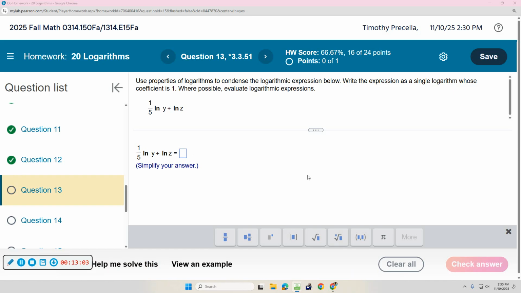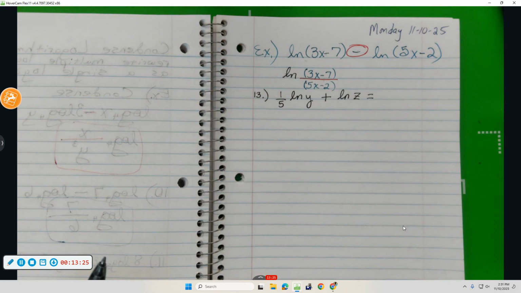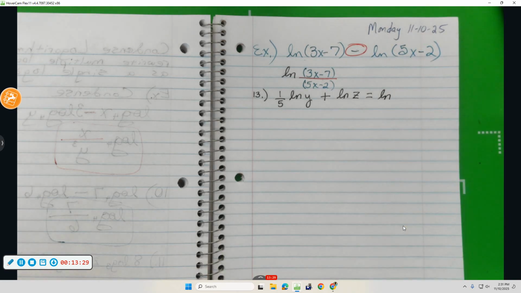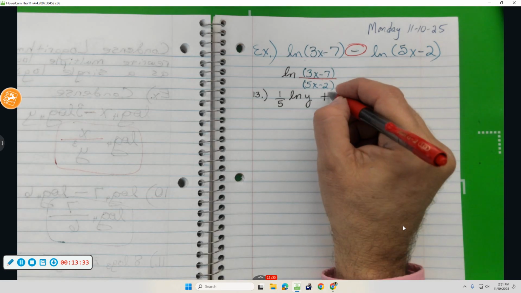Okay, 1/5 ln y plus ln, is that a z? Yeah, it's a z. Okay, so we're going to write this one as a single logarithm. The logarithm. Okay, so I'll write my one logarithm. Do I have a fraction bar? No, because there's a plus here.